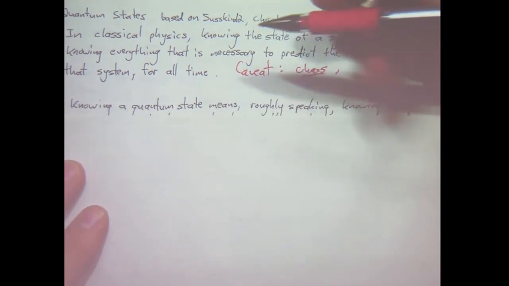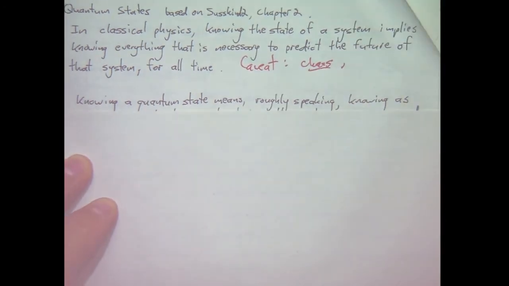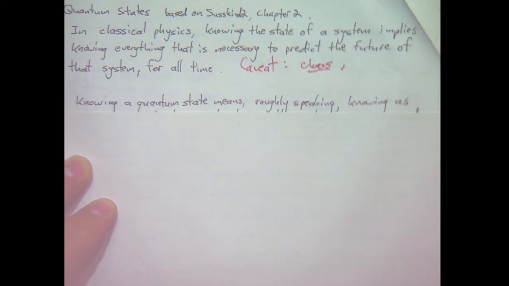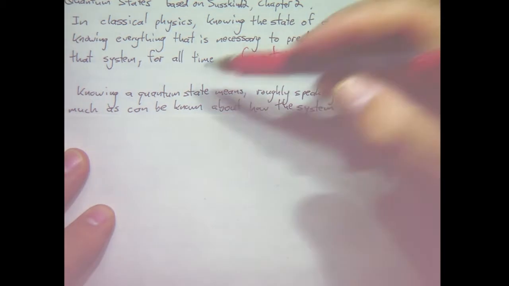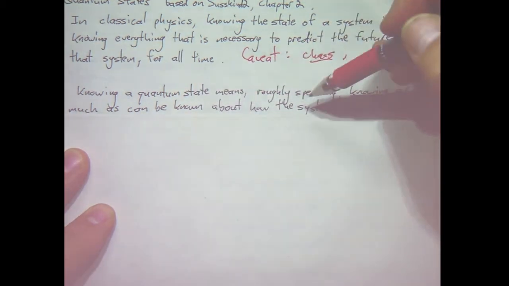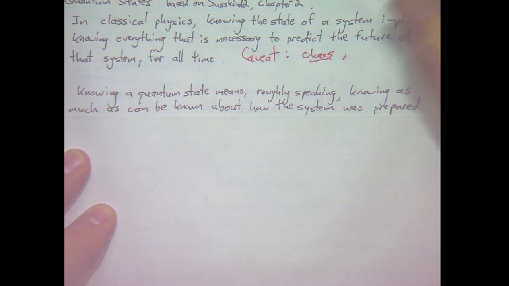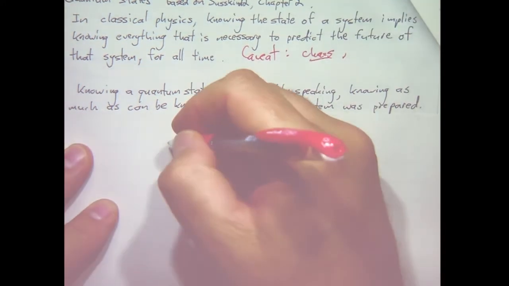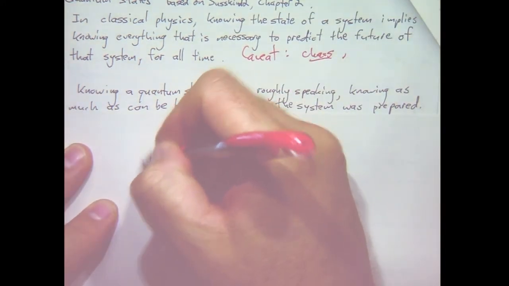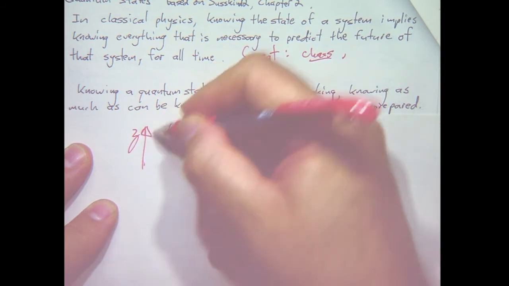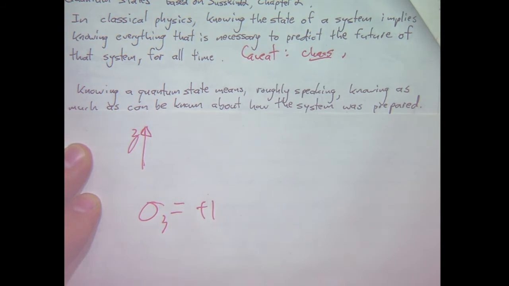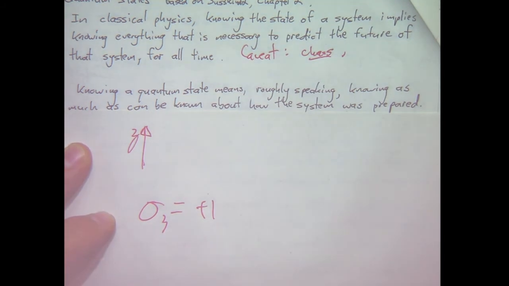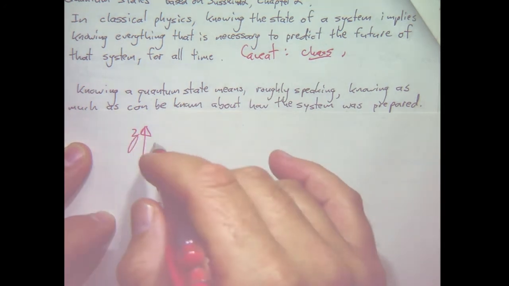Okay? However, knowing the quantum state is something completely different. The idea of it is completely different. So roughly speaking, it's knowing as much as can be known about how the system was prepared. So if we prepared a plus one spin when the apparatus was pointing upward along the z direction, then we have prepared sigma z equals plus one. That's what we know, and that's the quantum state that it's in when we prepared it.